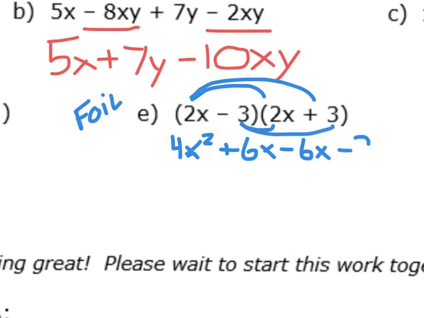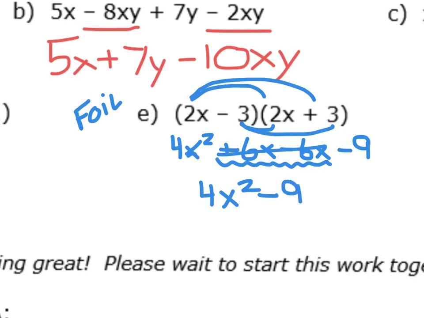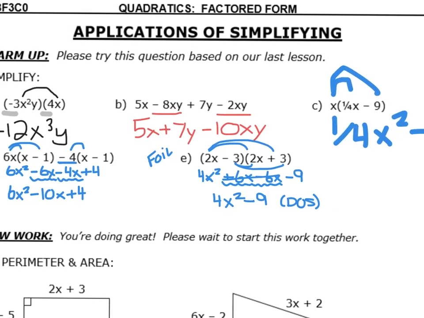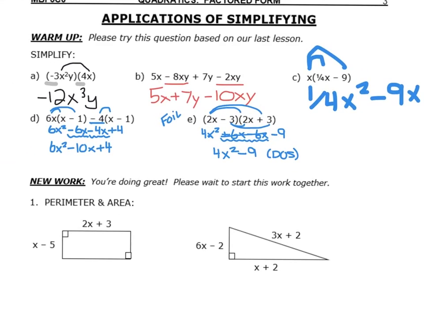Okay. Again, you'll notice that we have like terms here, but positive 6x minus 6x actually eliminates. And we're left with a final answer of 4x squared minus 9, and we call that a difference of squares question, which we'll be explaining later on in this unit next week. So again, that's a little bit of review from yesterday's lesson.